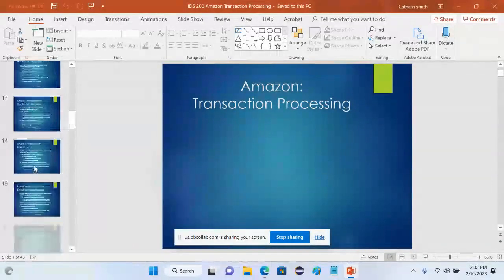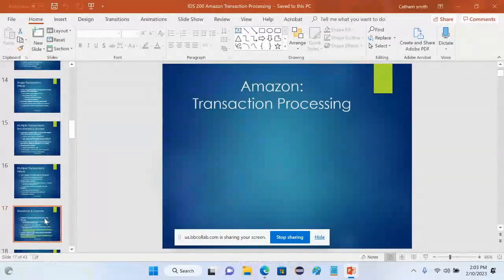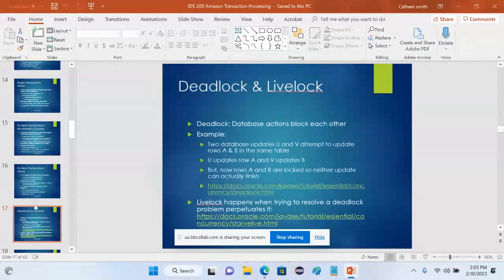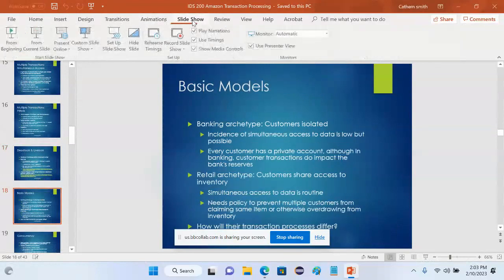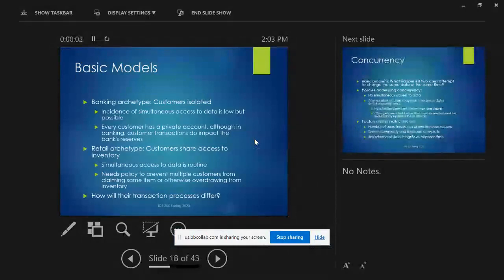Let's see. So where we left off was talking about things like livelock and deadlock and isolation, that sort of thing. Okay, so we'll have a little recap of that, and then we'll get into some other stuff. Eventually, we will get to the two-phase commit model, which is sort of the centerpiece of the lecture.